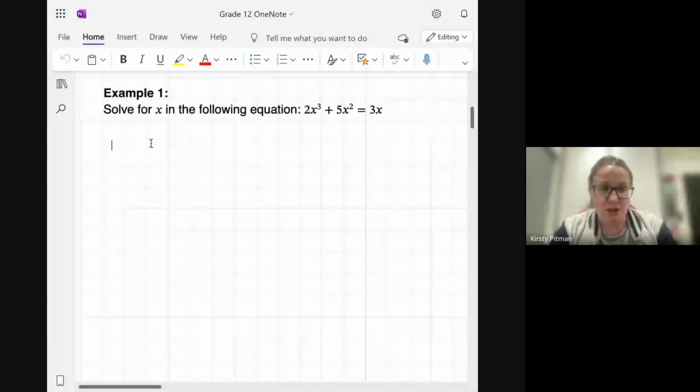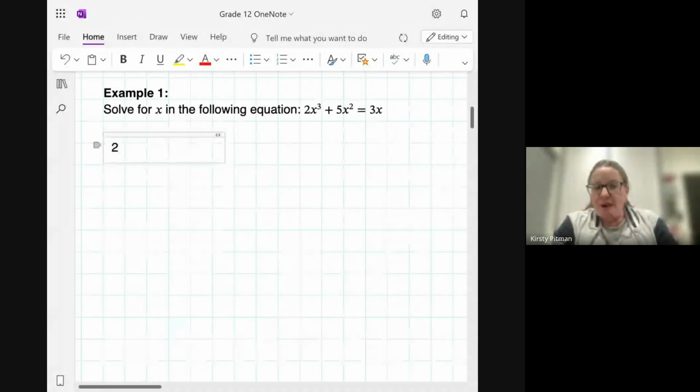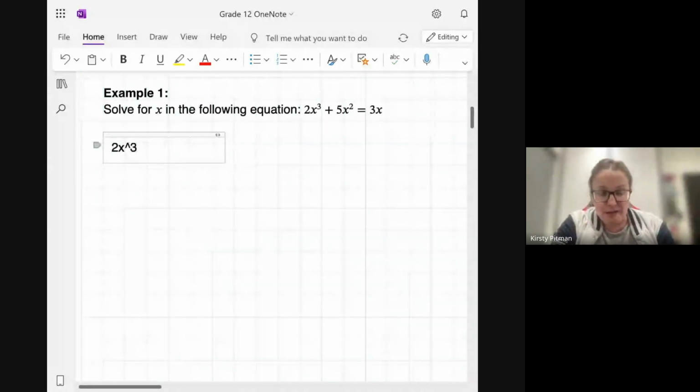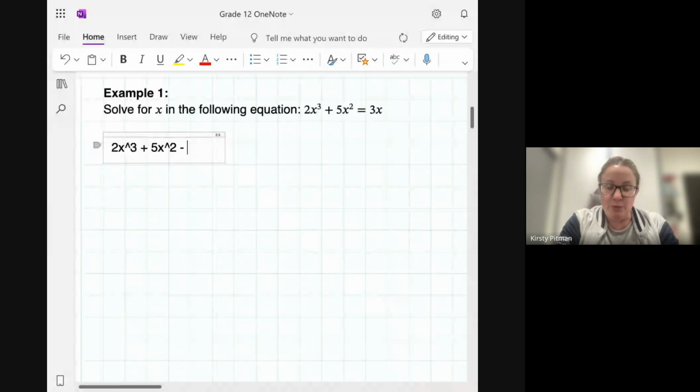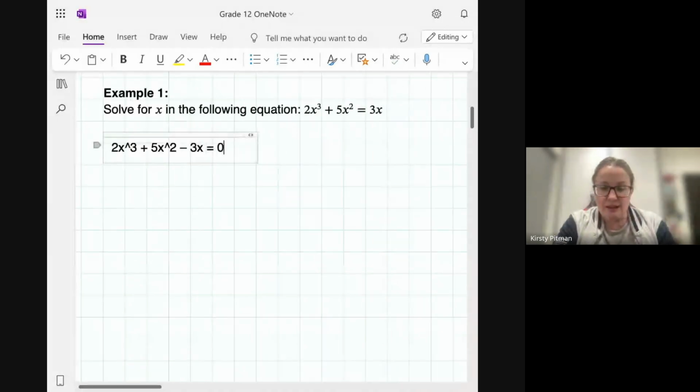All right, so if I bring everything across to the other side, because that's what I do when I'm solving equations that have x with an exponent that's greater than 1, I'm going to have 2x to the power of 3 plus 5x to the power of 2. And I'm going to bring that one across. I'm going to have minus 3x. I'm going to say equal to 0. So I hope you got that, first of all. Okay, so that's step 1.